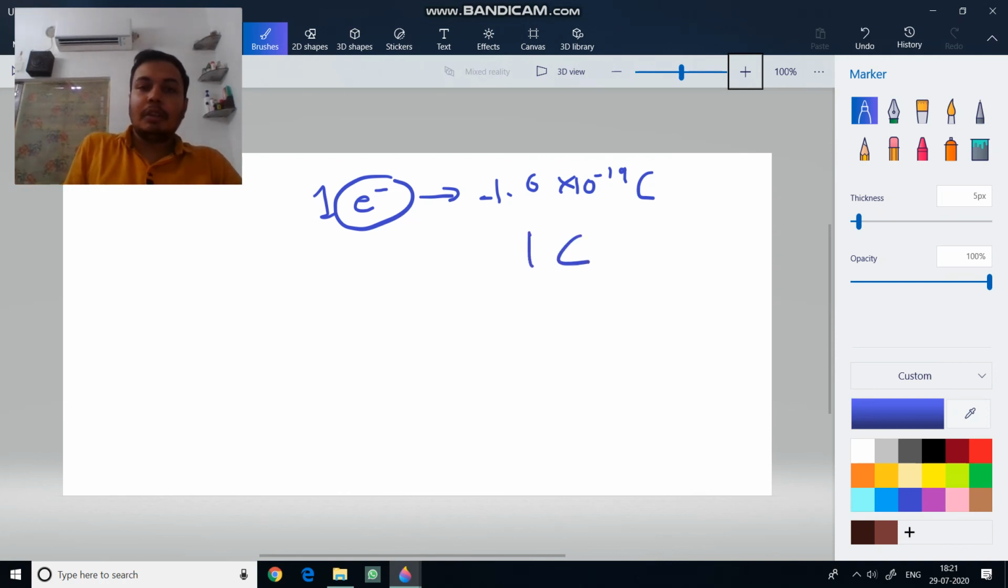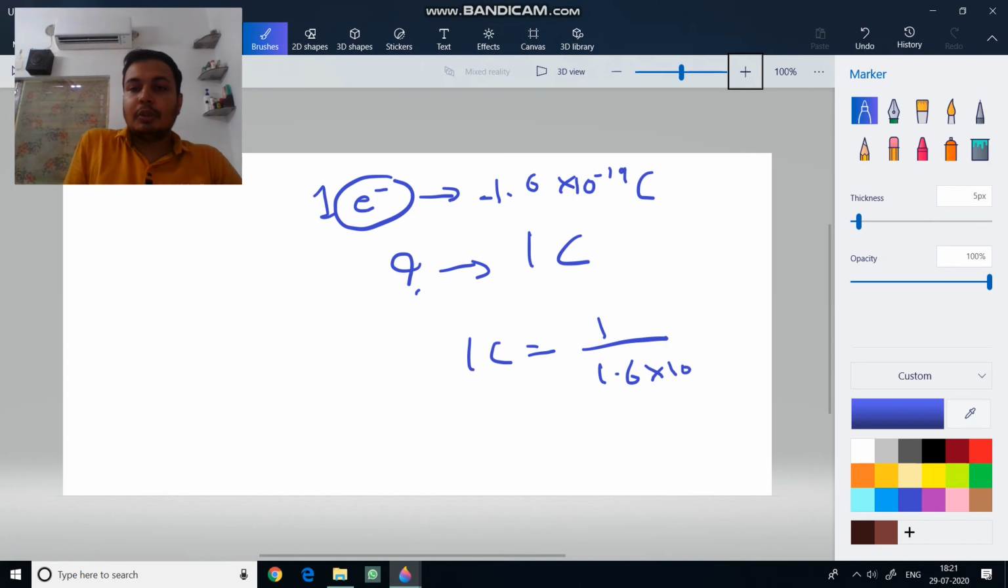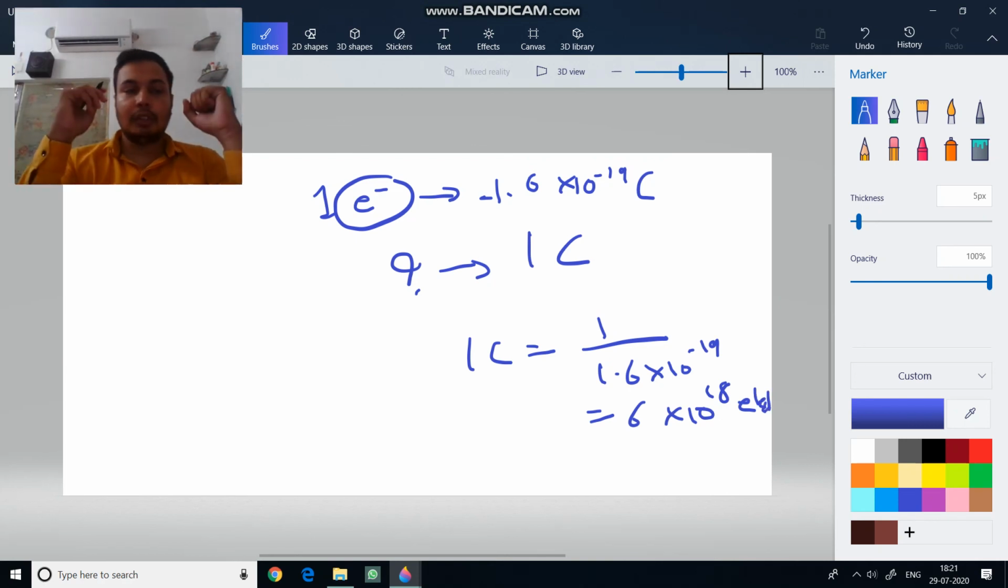So 1 coulomb would contain how many electrons? We will cross multiply it. So 1 coulomb will contain 1 upon 1.6 into 10 raised to minus 19. And this value comes to approximately 6 into 10 raised to 18 electrons. So if anyone asks you how many electrons are present in negative 1 coulomb charge, it will be 6 into 10 raised to 18 electrons. In the same way, if anyone asks you how many protons will be present in 1 coulomb charge, exactly the same answer. Why? Because the charge of electron and proton is the same in magnitude, just there is a difference of sign, which are opposite.